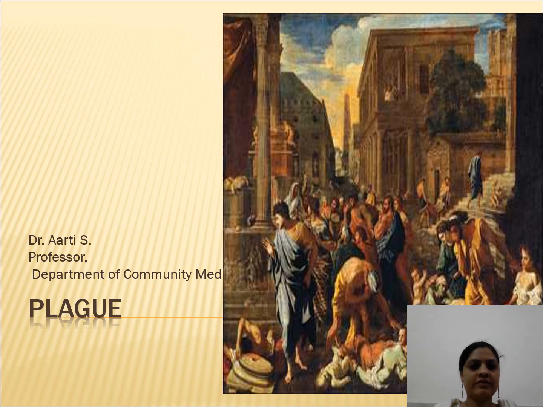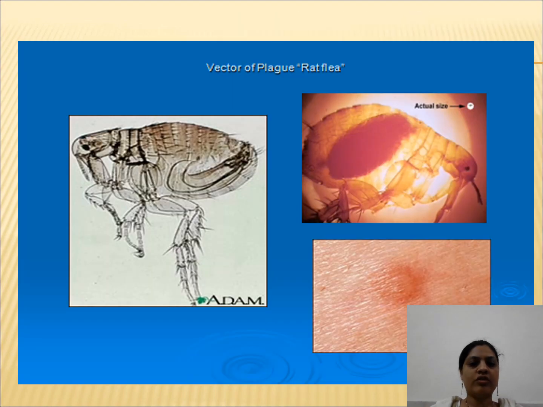Hello friends, dear students. Today we are going to have a lecture on plague. Plague is a zoonotic disease and it is transmitted via the rat flea. This is the picture of the rat flea. The rat flea is an insect and it bites and transmits the plague bacilli through the bite.